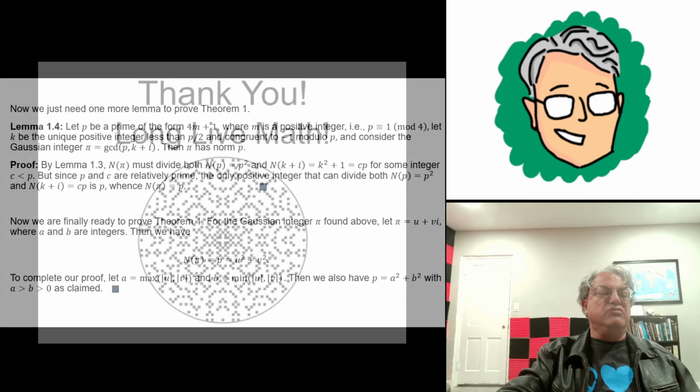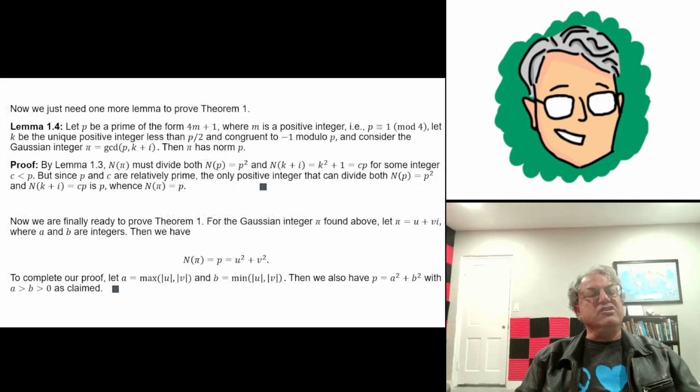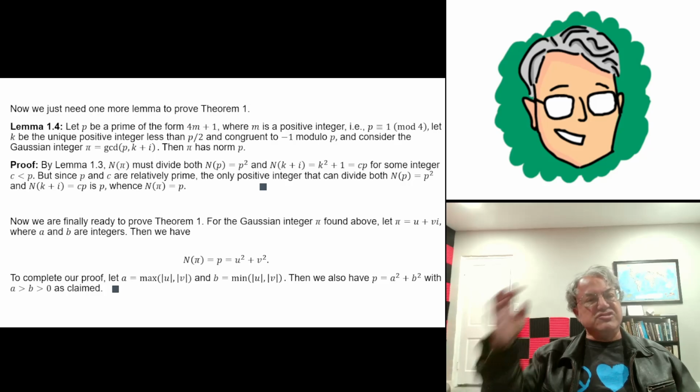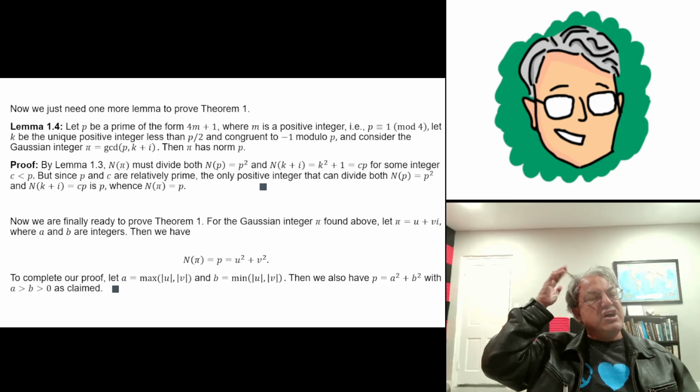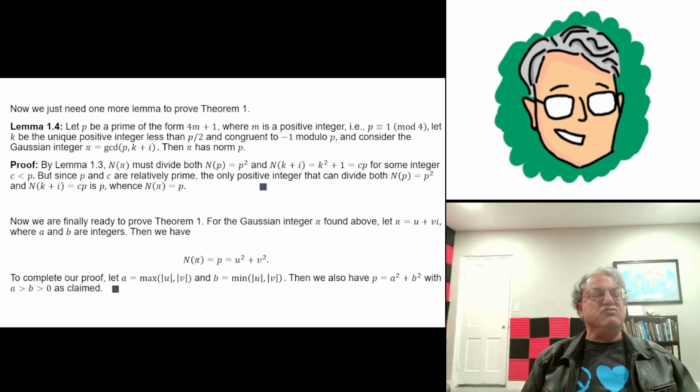And now we're almost done. Actually, I didn't finish proving the theorem. I finished proving the lemma, that's in the middle of this slide. Now to finish proving the theorem, it's very easy from this point. Let's just consider the norm of pi. Remember, pi is a Gaussian integer of norm p. So we can write pi as a plus bi. This a is a different a than I was using before. But there are integers a and b such that pi equals a plus bi.